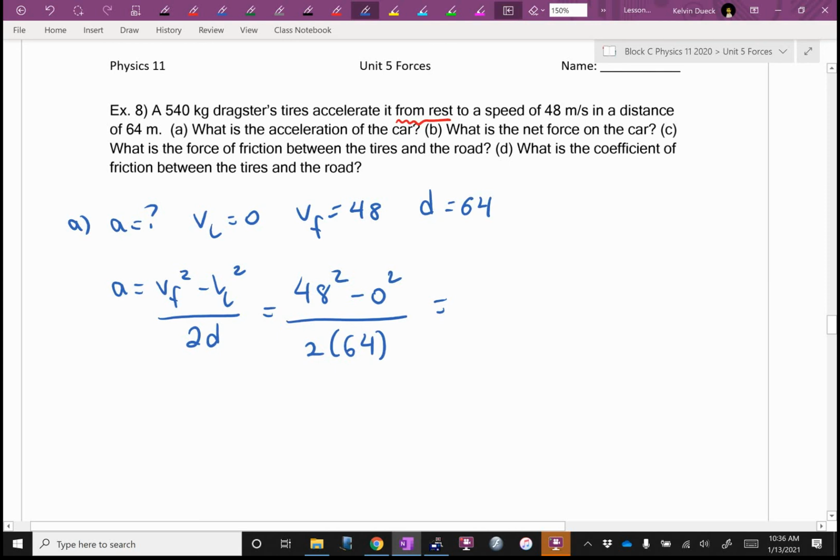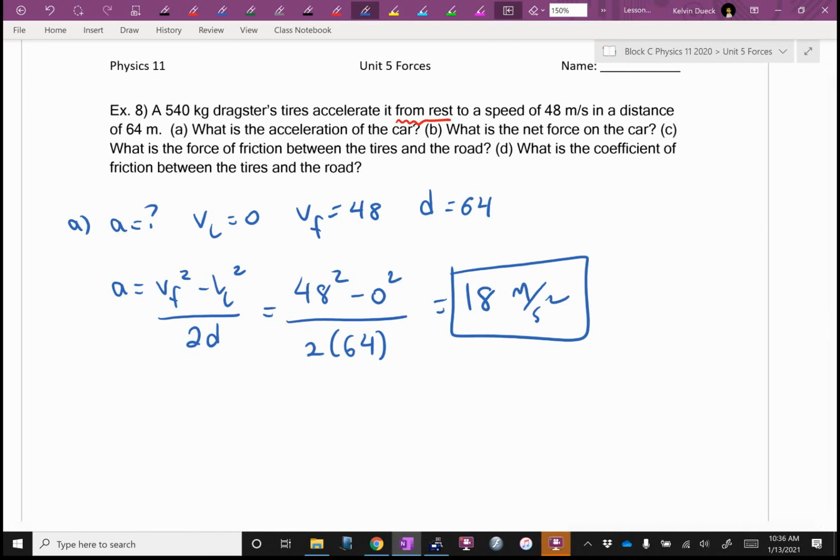Do that one in your head, Mr. Dewey? Well, maybe. 48 squared, that's 6 squared times 8 squared. So the 8 squared cancels, so it's 6 squared, 18. Yeah. Almost 2 g's. Just shy of 2 g's. Okay, that's about it. Dragster acceleration.